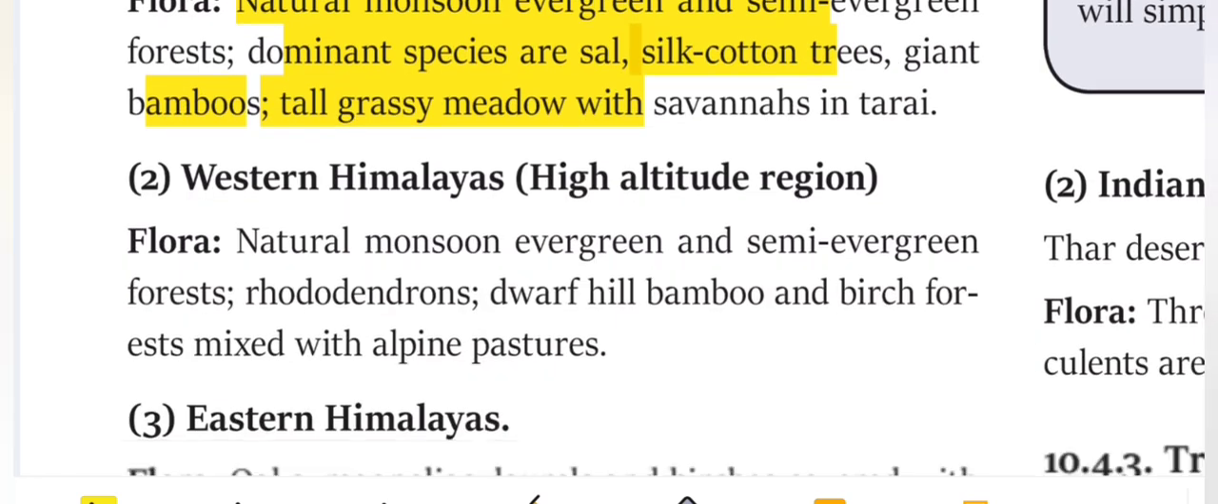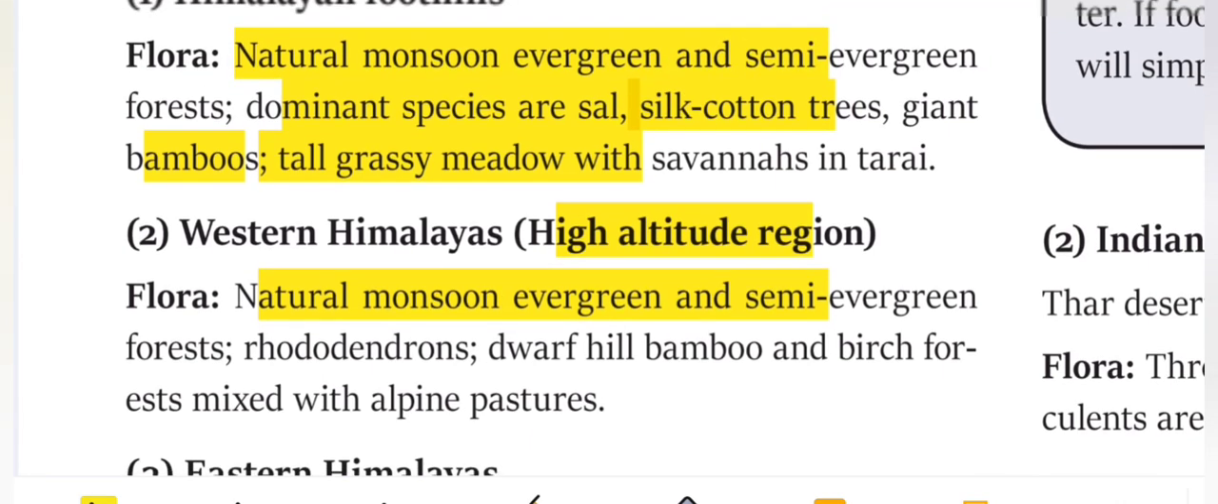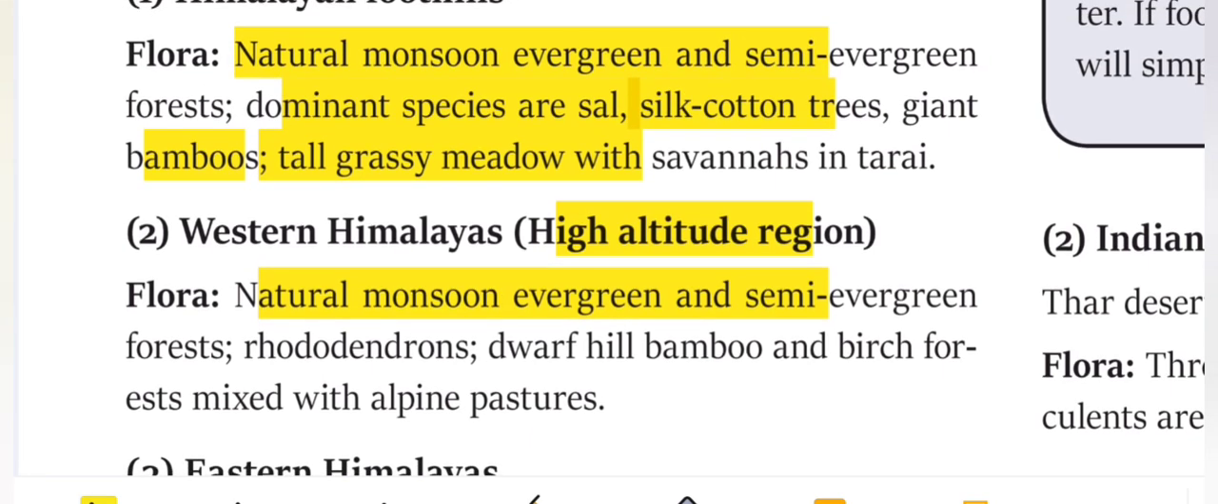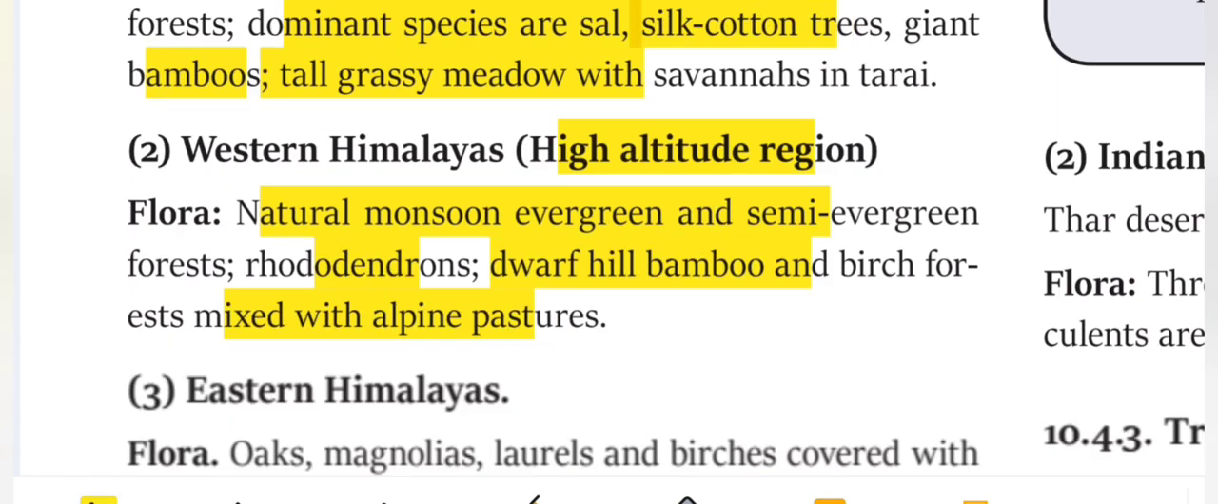Now Western Himalayas, high altitude region, natural monsoon evergreen and semi-evergreen forest. Okay, same as the Himalayan foothills. So here also natural monsoon evergreen and semi-evergreen forest. Okay, then rhododendron, dwarf hill bamboo and birch forest mixed with alpine pastures.